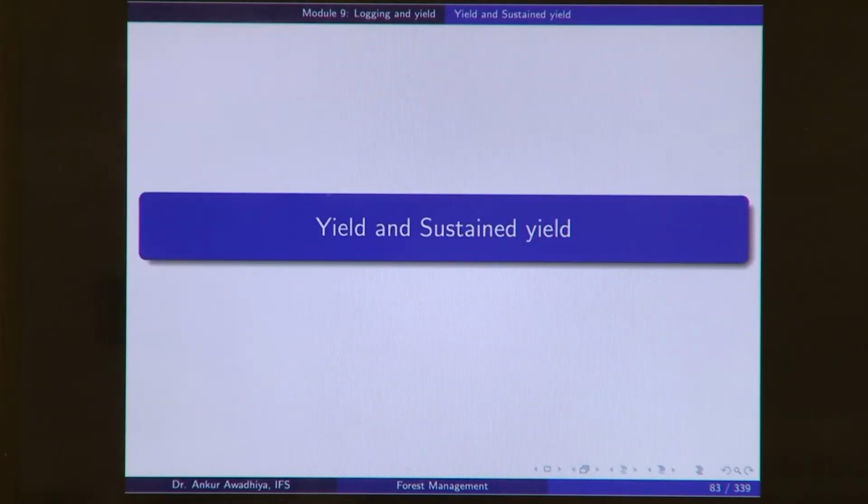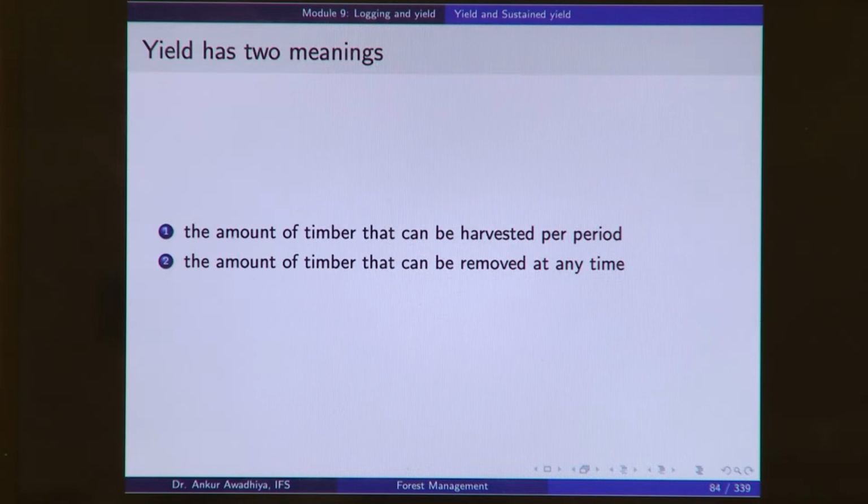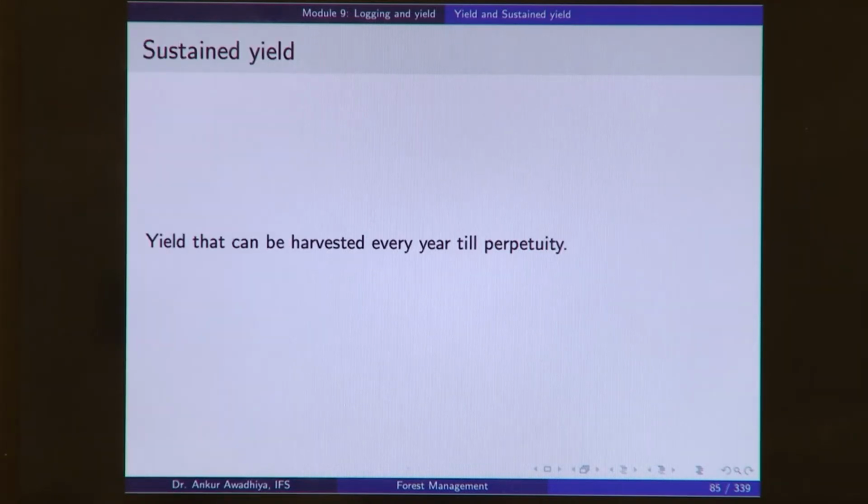Next we looked at yield and sustained yield. Yield has got two meanings: the amount of timber that can be harvested per period, which is typically taken to be 1 year, so the amount of timber that you can harvest every year, or the second meaning, the amount of timber that can be removed at any time, which is asking the question that if you look at a snapshot of the forest, what is the total inventory of growing stock that is available that can be removed. But typically we go with sustained yield, which is yield that can be harvested every year till perpetuity.